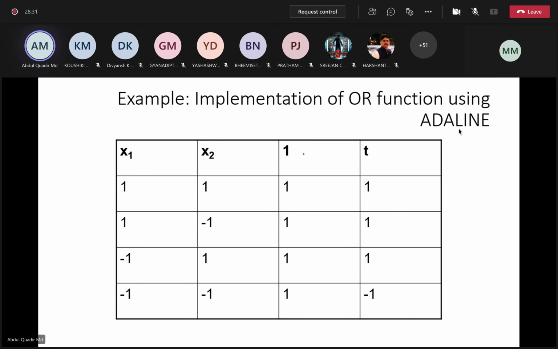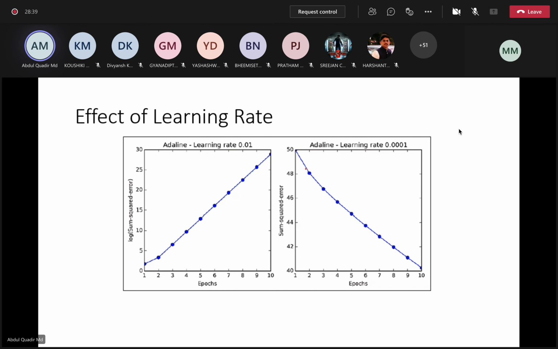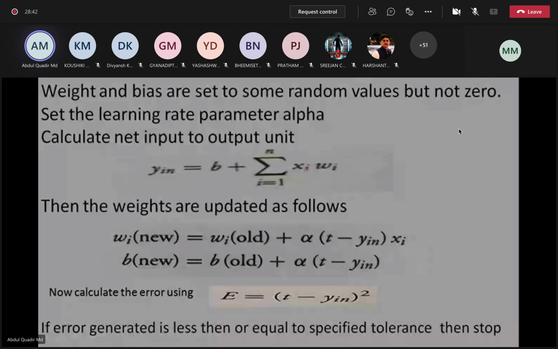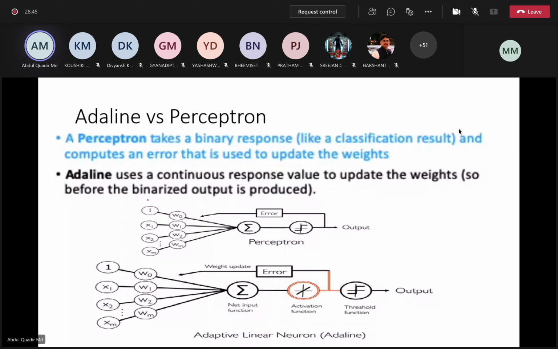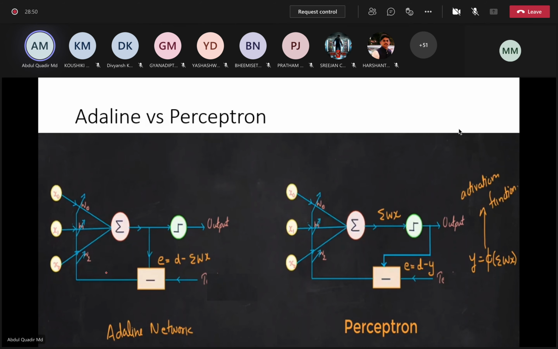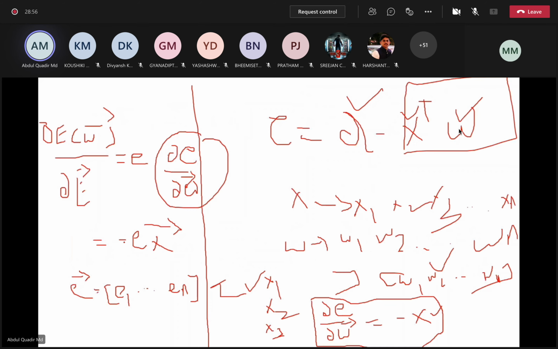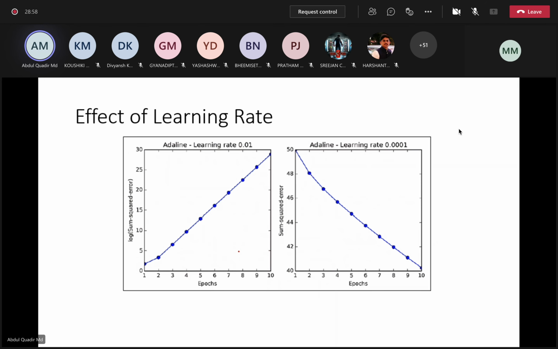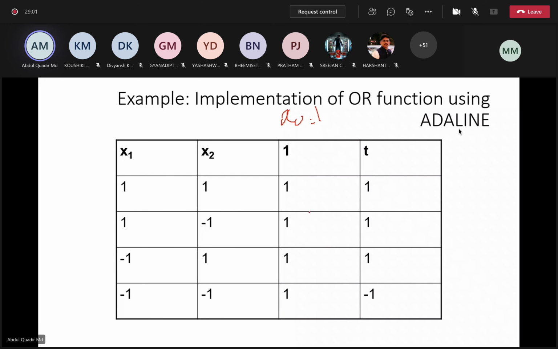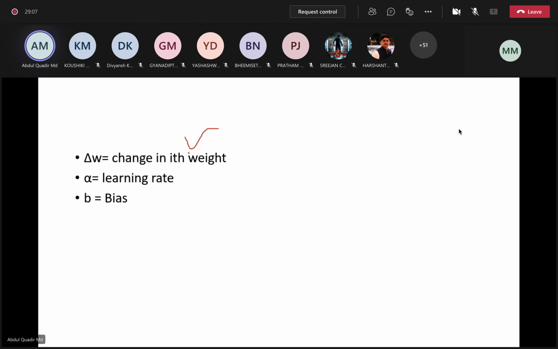And we are keeping the x naught value as 1 always. This particular x naught value is 1. Now we will calculate the change in weight, learning rate, and bias. Delta is the change in the weight, learning rate, and bias.